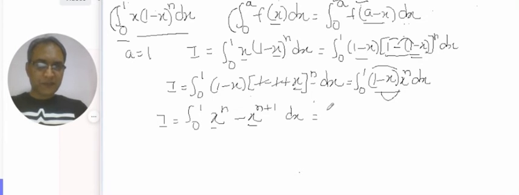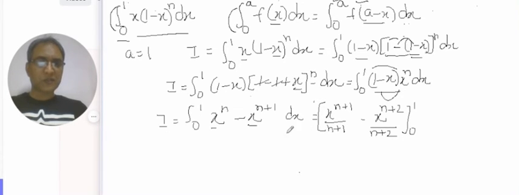Integration of x to the power n we know is x to the power n plus 1 upon n plus 1. Similarly, x to the power n plus 1 will give you x to the power n plus 1 plus 1, that means n plus 2, upon n plus 2. The limits were 0 to 1. Now you know the method of substituting the limits. First we substitute the upper limit, then minus, then we substitute the lower limit.